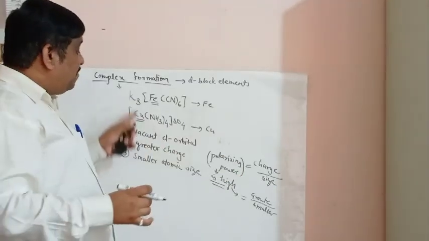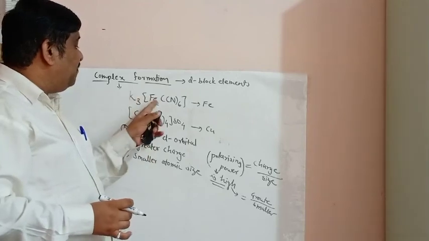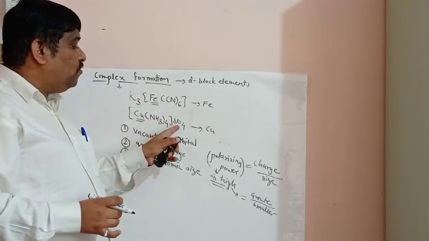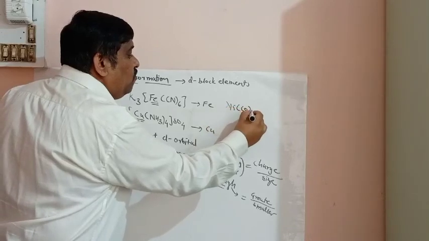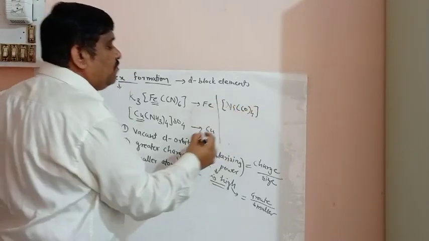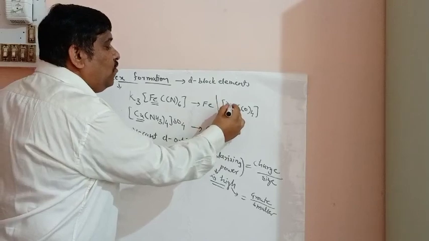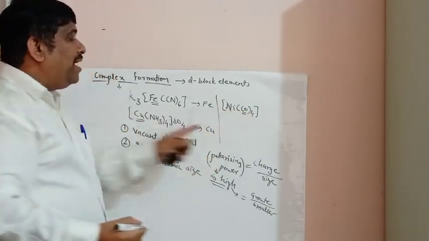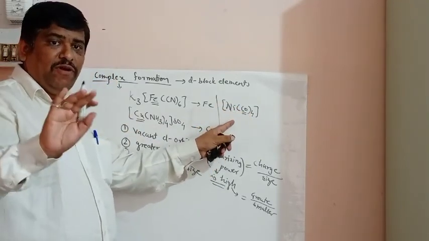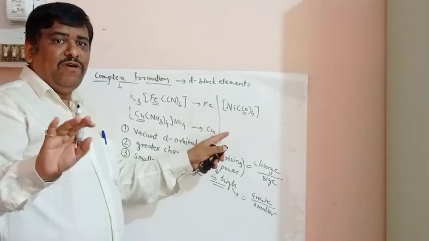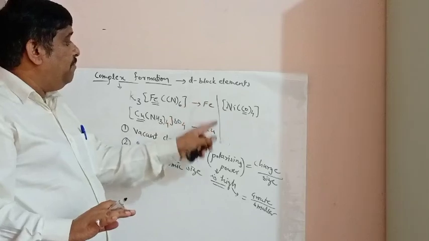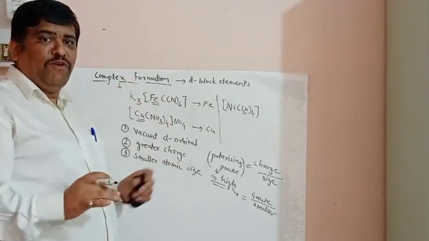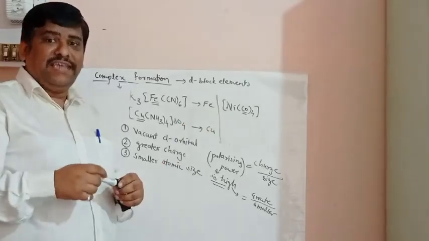I have given some examples of complexes: K3[Fe(CN)6], [Cu(NH3)4]SO4. You can take Ni(CO)4, this is also a complex compound. Here nickel is there. Nickel is also which block element? D block element. So this d block element is a very important element to give complex formation. So this is the second property.